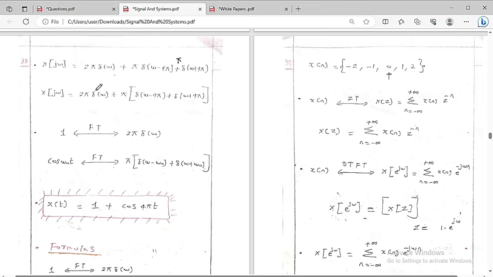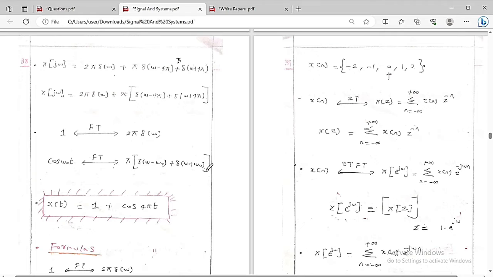Now we have to find the time domain signal, or the inverse Fourier transform, for this signal. I have already told you some important formulas. For 1, the Fourier transform is 2 pi delta of omega. And for cos omega naught t, the Fourier transform is pi times delta of omega minus omega naught plus delta of omega plus omega naught.